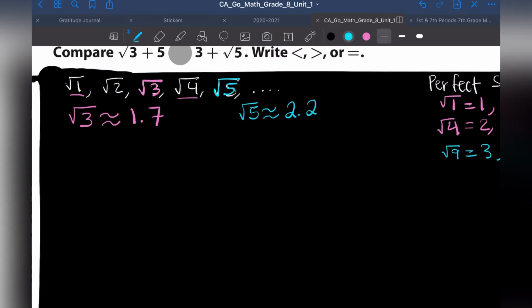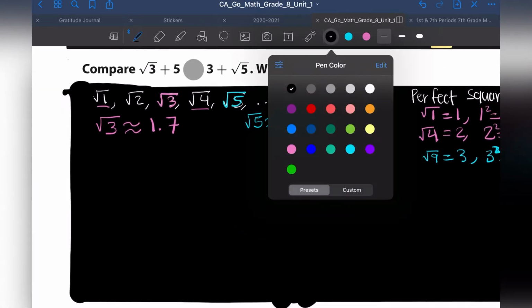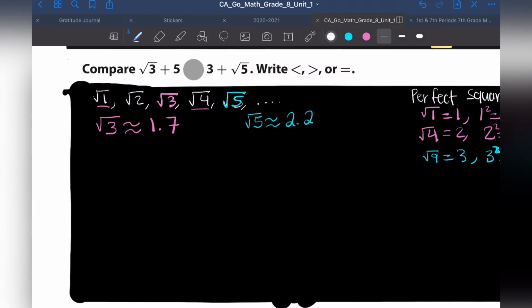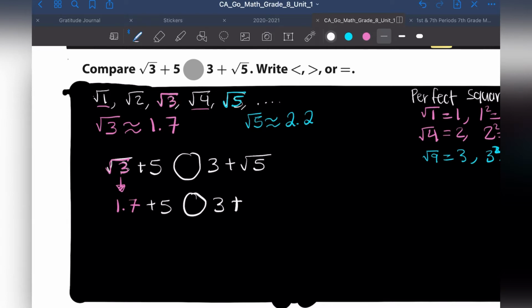Okay, so now we plug them into our original expression and see which one is greater. So we had the square root of 3 plus 5. How is that compared to 3 plus the square root of 5? We know that the square root of 3 is very close to 1.7, and then we do plus 5. And we know that the square root of 5 is very close to 2.2. Okay, so from there we just add them.